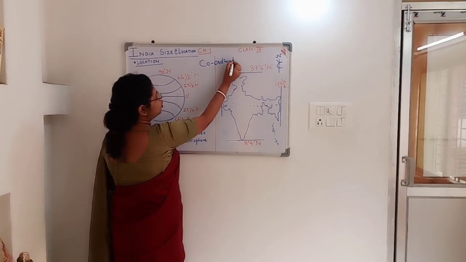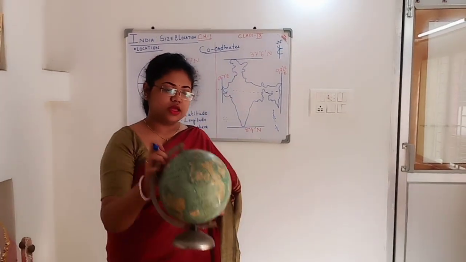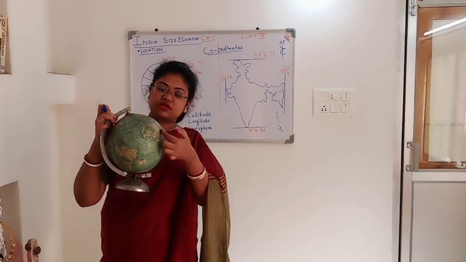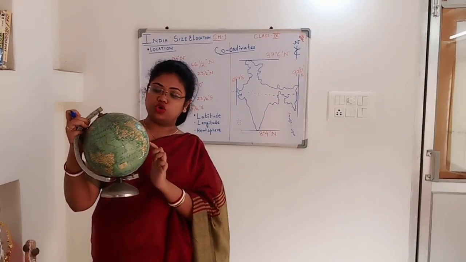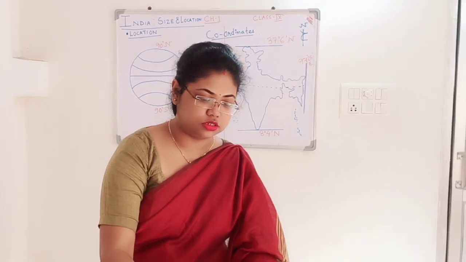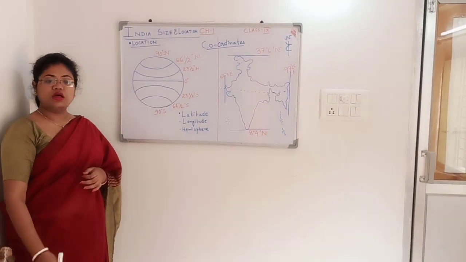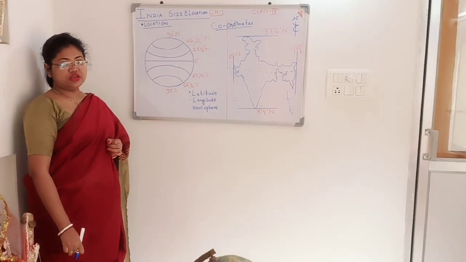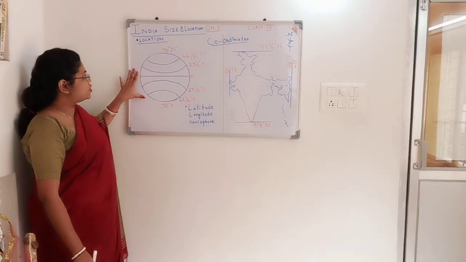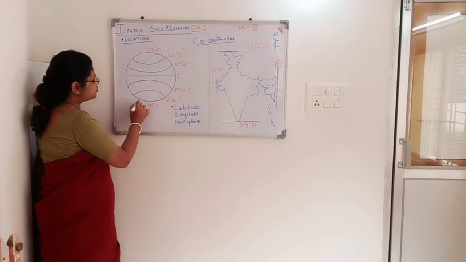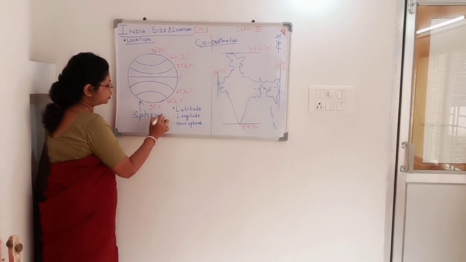Now what are these coordinates? You can see on the globe that there are so many vertical lines and so many horizontal lines. In the actual earth, there is no existence of these vertical and horizontal lines. These are all imaginary lines only. Now you can see over here I have drawn a globe. We say it is a sphere because the shape of our earth is a sphere.